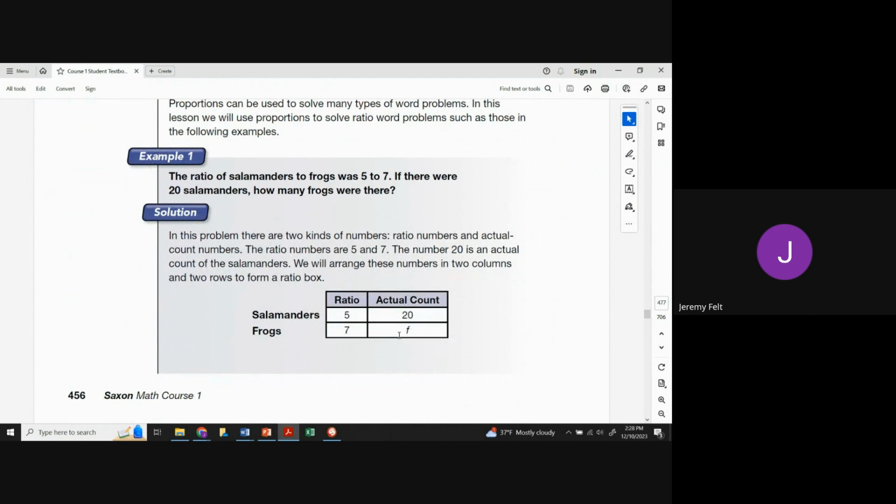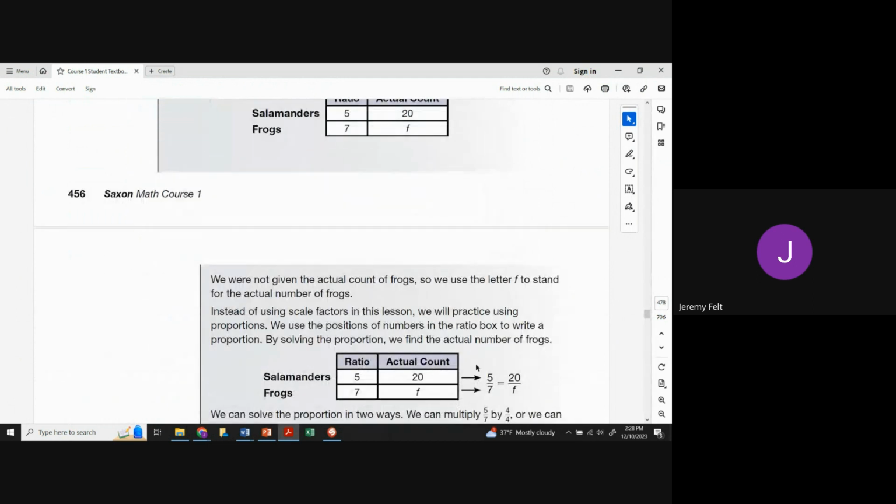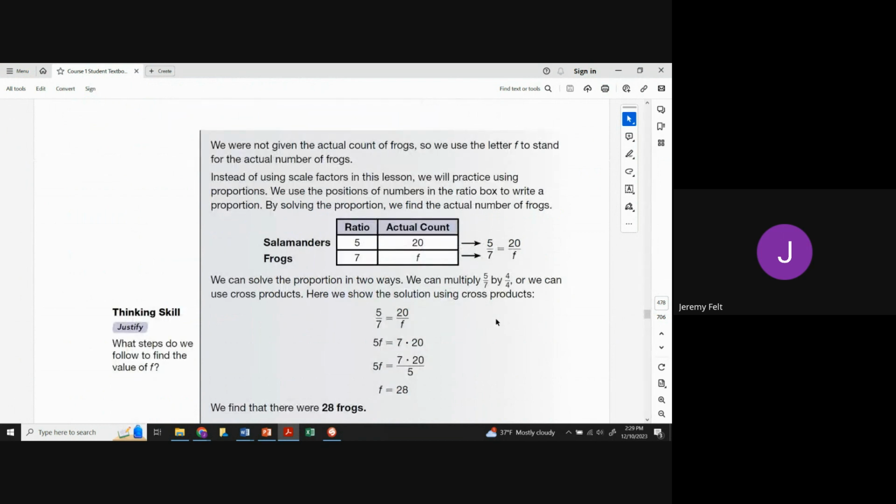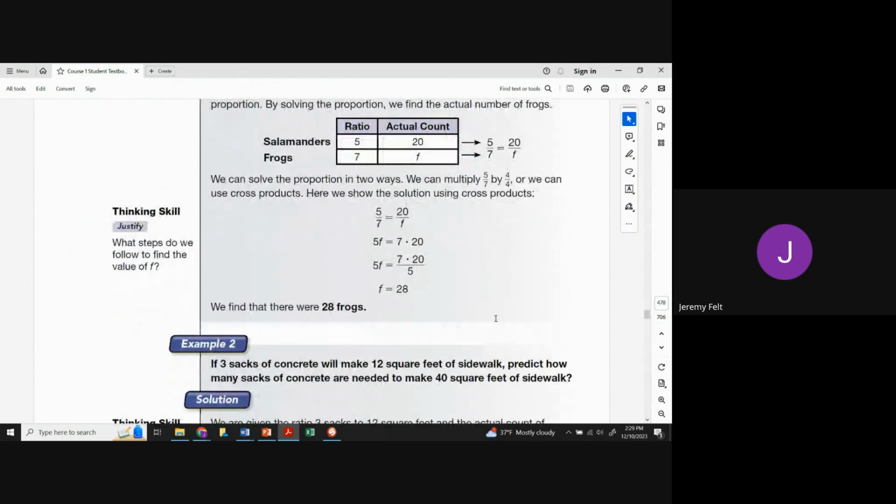So we set those up in equivalent fractions. 5 over 7 equals 20 over F. 5 and 20 both are in the numerator, and then 7 and F are in the same position, so 7 and F are both in the denominator. We cross multiply. If 5F equals 7 times 20, then I divide by 5. F equals 28.